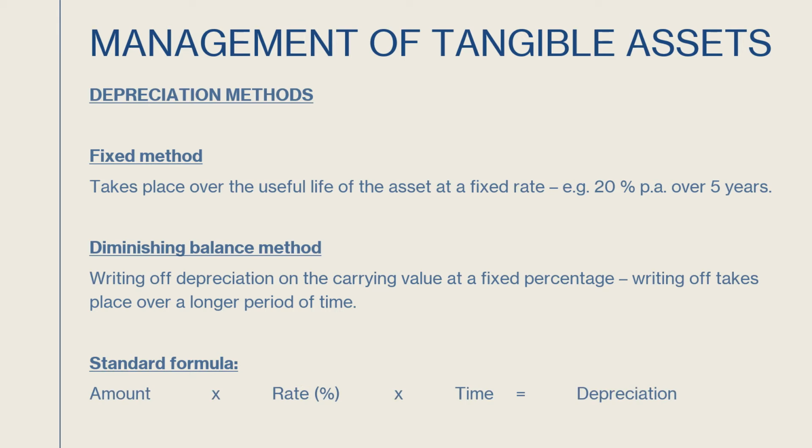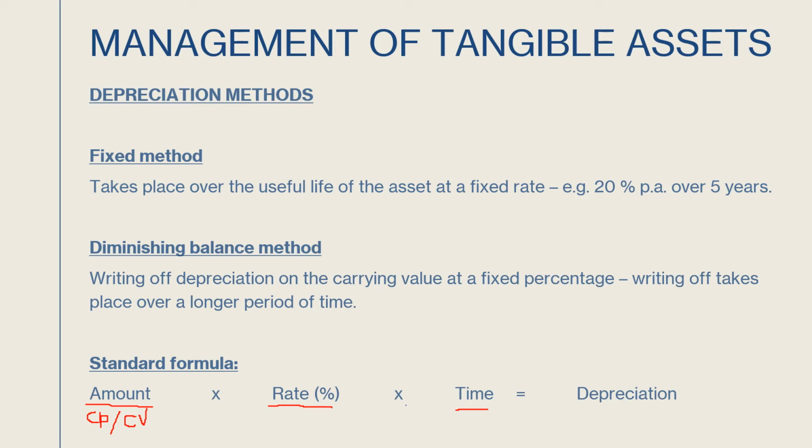Okay, the standard formula if we are calculating your depreciation: you're going to take the amount. Obviously it depends on the method of depreciation, but this amount here can be either the cost price or the carrying value, depending on the method of depreciation that you're going to use. The rate is obviously the percentage of depreciation that you have decided on. And then the period of time: if you are calculating depreciation for a whole entire year, it'll be 12 over 12, so it'll be 1 year.